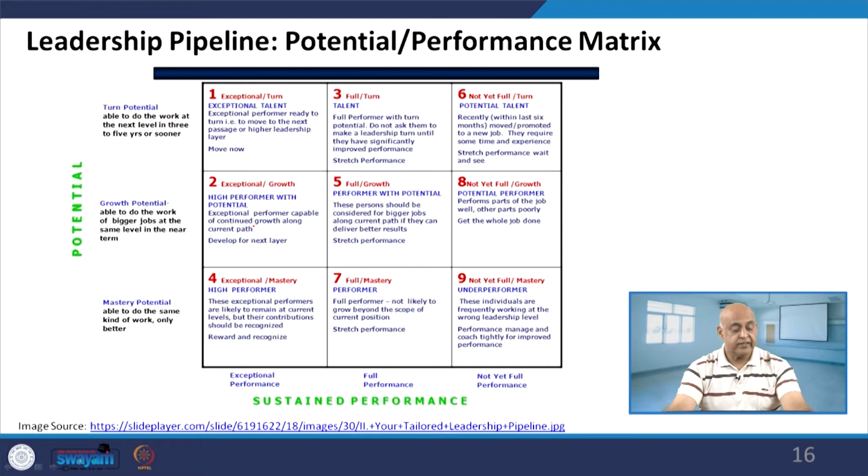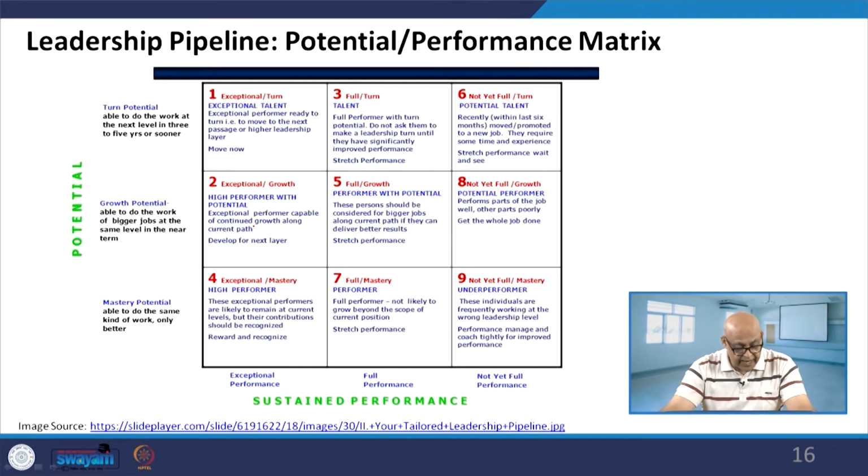Now, here we will see how this particular pipeline potential performance matrix works, right from the first level to developing full mastery. Sustained performance is on the x axis, with exceptional performance, full performance and not yet full performance. And when we talk about potential, there will be mastery potential, growth potential and turn potential.